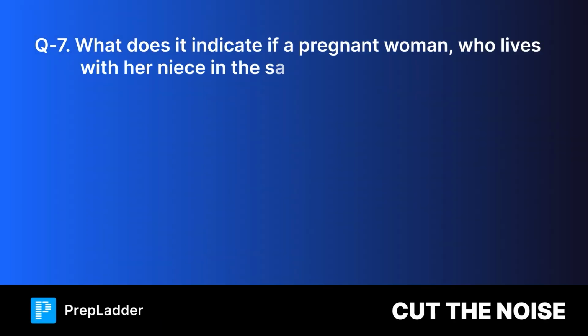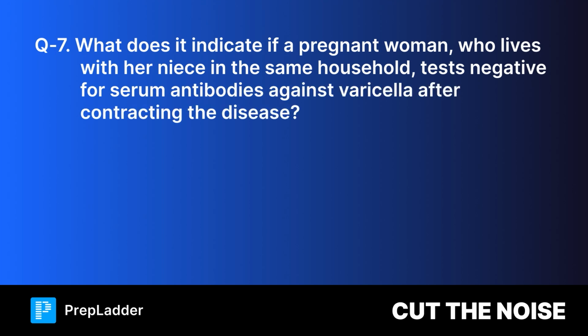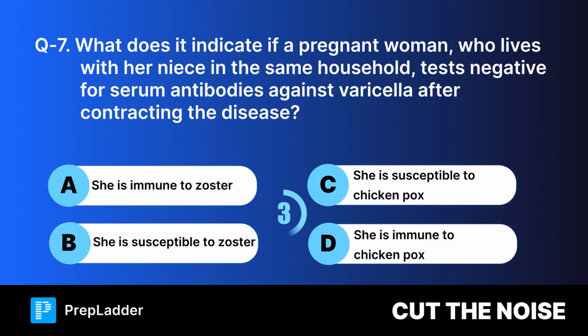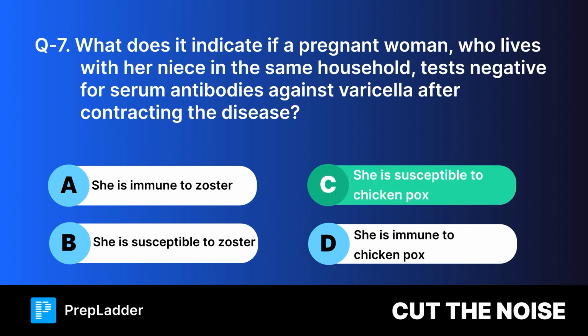Question 7. What does it indicate if a pregnant woman who lives with her niece in the same household tests negative for serum antibodies against varicella after contracting the disease? Your options are, and the correct answer is she is susceptible to chicken pox.